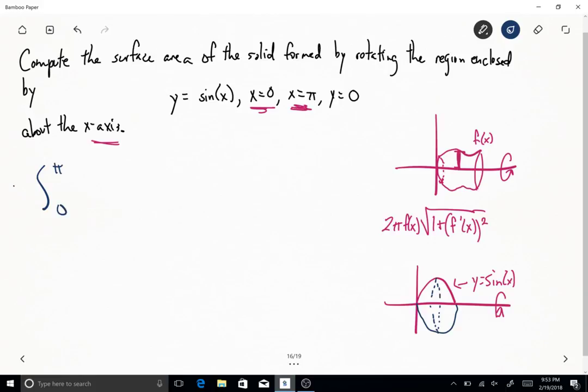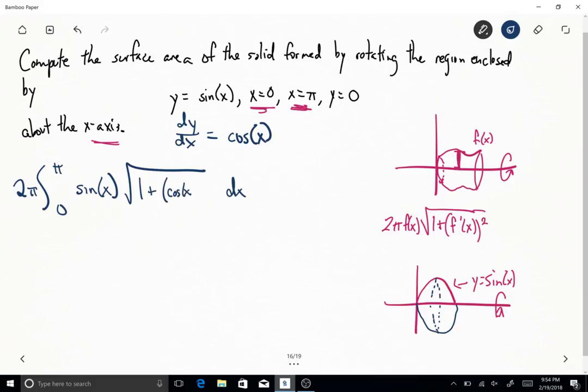That's not too bad. We can pull the 2 pi out. We have f of x, so that's sine of x. And then we need the square root of, and we'll put the dx out here, 1 plus f prime of x, or in this case dy dx. Well, if f is sine, the derivative must be cosine of x, and so this is 1 plus cosine of x, the quantity squared. But wait a second, can we deal with that 1 plus cosine squared of x? How do we handle this integral?